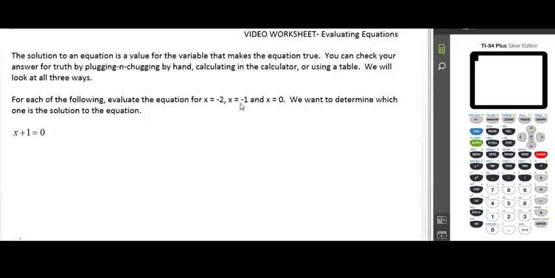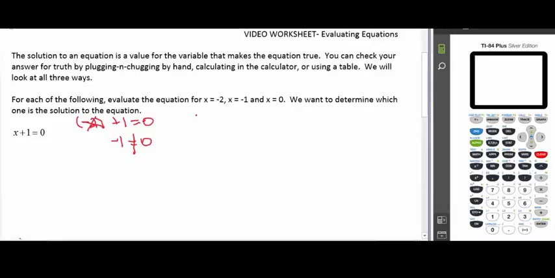and we want to evaluate it for x equal -2, -1, and 0. And you literally just plug in for x whatever you see. So the first example we see is -2. So instead of x, we have -2 plus 1 equal to 0, and we want to see if that is true. -2 plus 1 is going to be -1 equal to 0, which is not true. So we would say that -2 is not an answer.